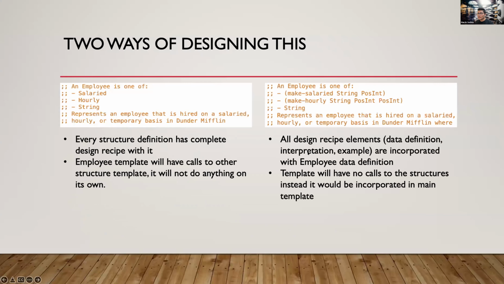Okay, recapping both the styles. One style was an employee is one of salaried, hourly, or string, where both of these are defined. The other style was make-salaried, make-hourly, and string. In the first, every structure will have a complete design recipe at the top somewhere before you make this union style structure, and the employee template will have calls onto the other templates. In the second, you will only have the structure definition on the top. All of the design recipes will be along with this, and templates will have no calls to the structure.